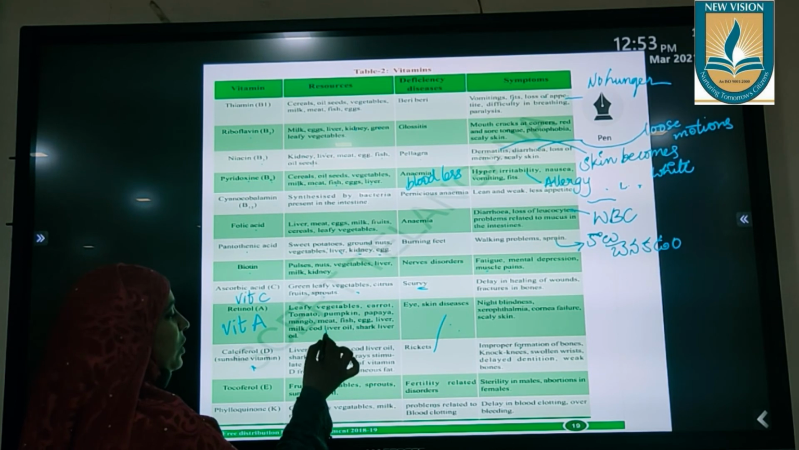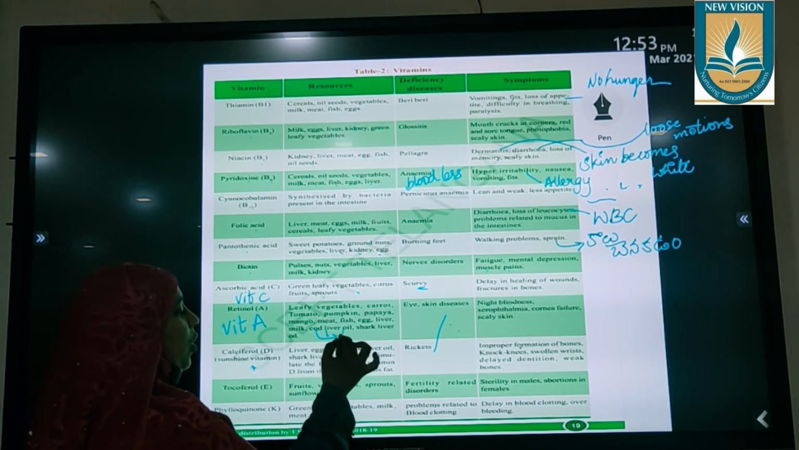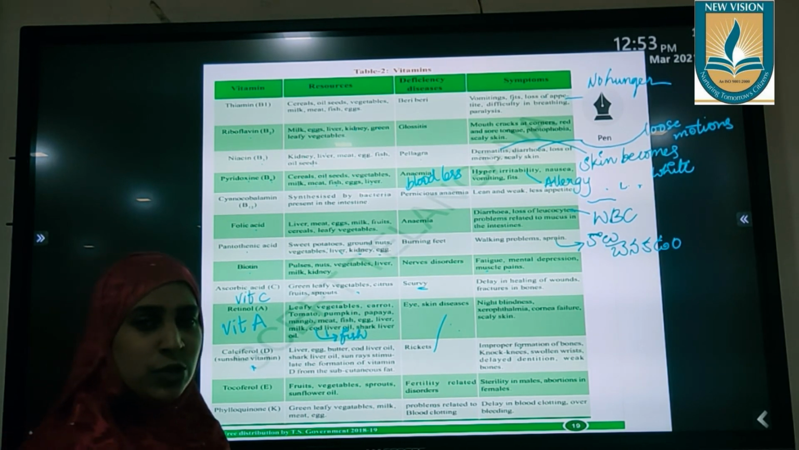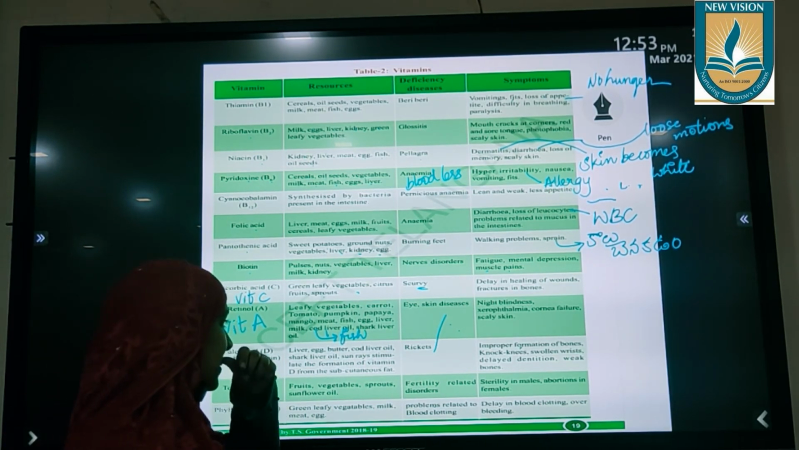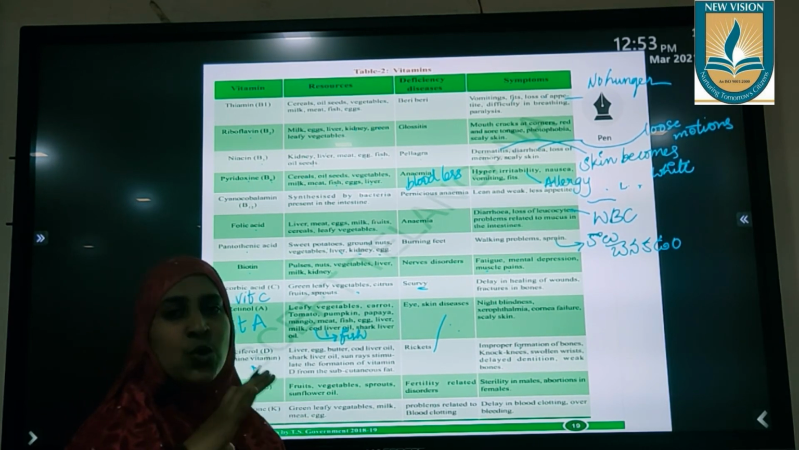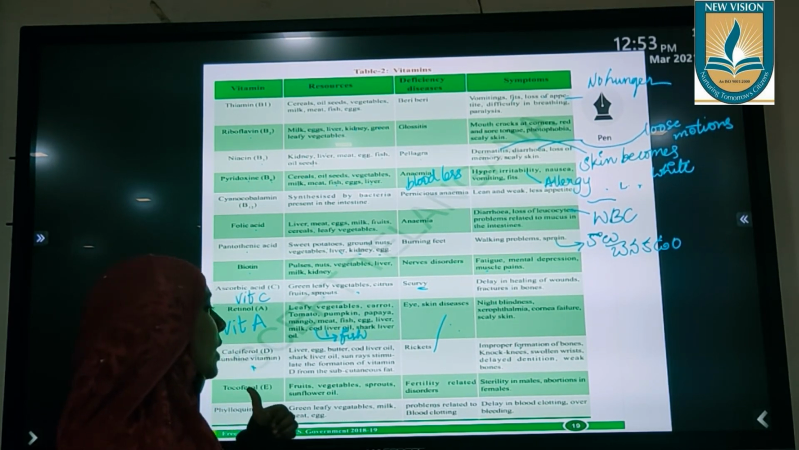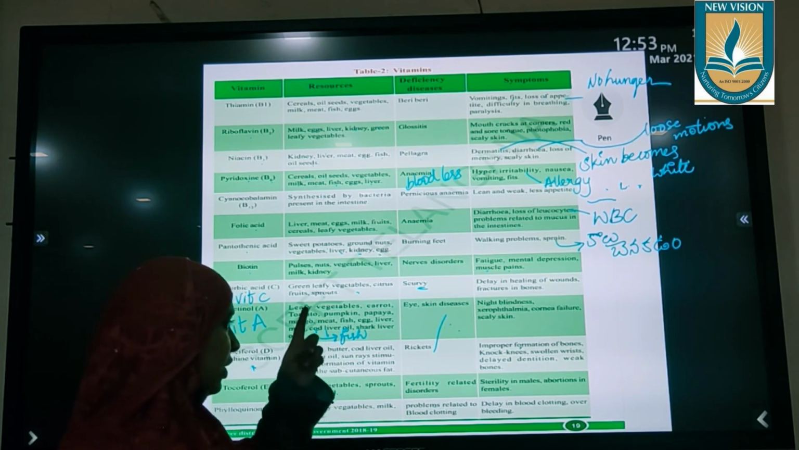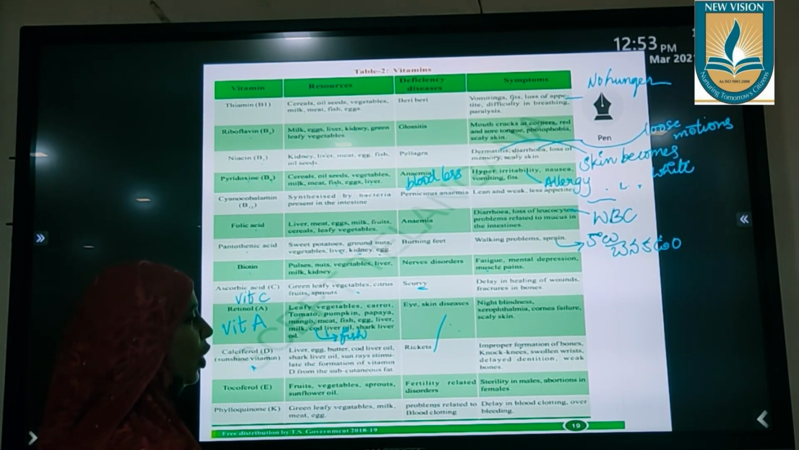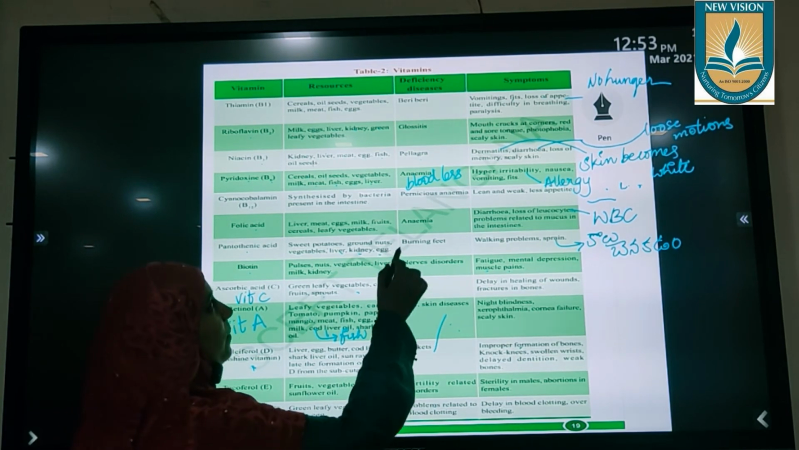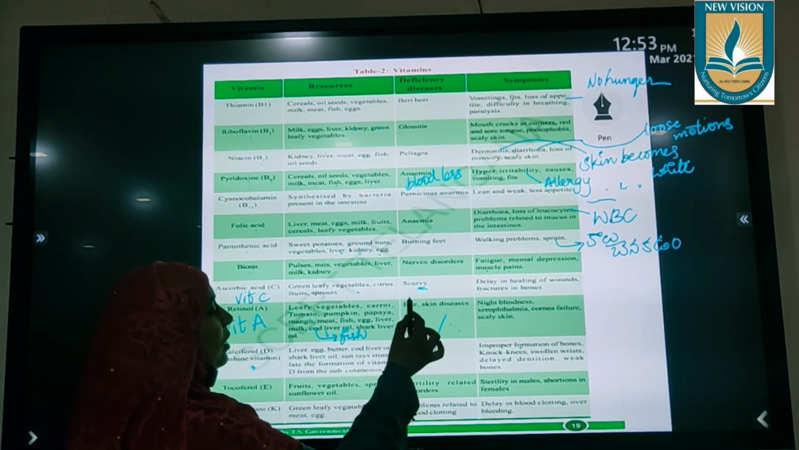Cod liver oil means cod is a type of fish. Liver of these fishes is rich in oil. Everyone's liver has oil, but in this case it is extracted separately and sold in markets as cod liver oil. That is very good for health. Even shark liver oil is extracted and canned into oil packs. Okay, it is very good.